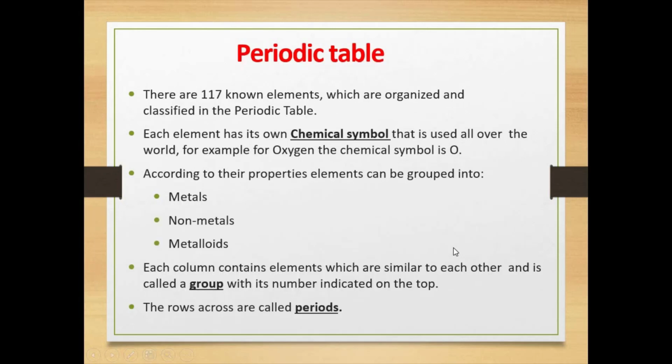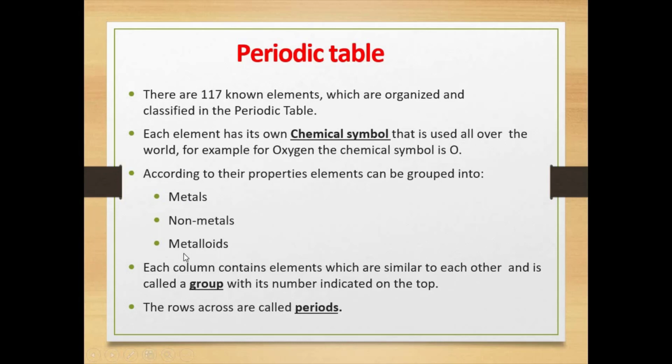The periodic table. There are 117 known elements. We organize and classify them in something called the periodic table, taking all these elements in. Each element has its own chemical symbol that is used all over the world. For example, for oxygen, the chemical symbol is O. According to their properties, elements can be grouped into three groups: the first one is metals, the second one non-metals, and the third one is metalloids.